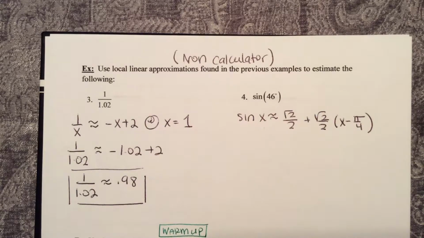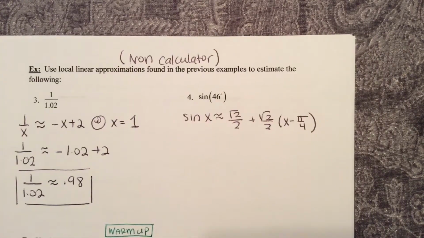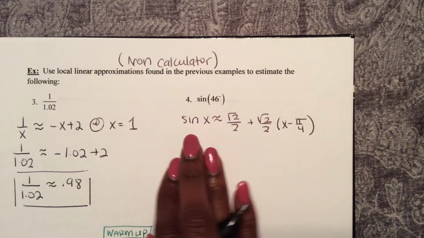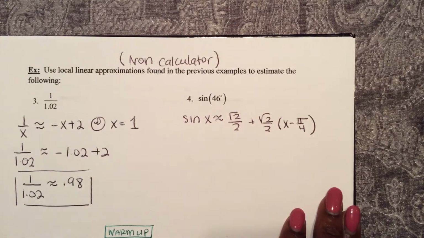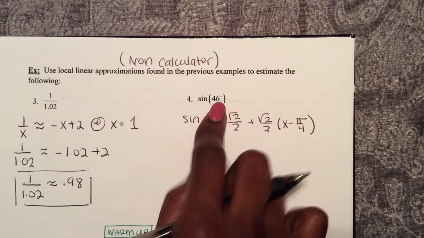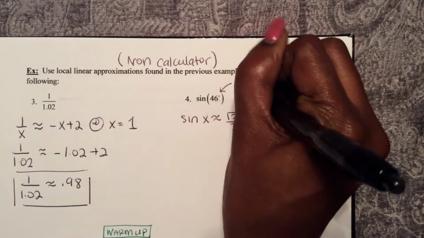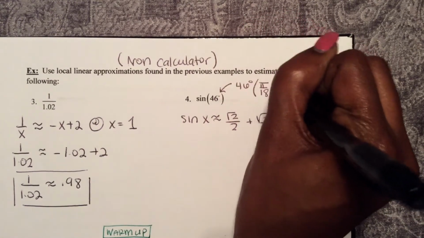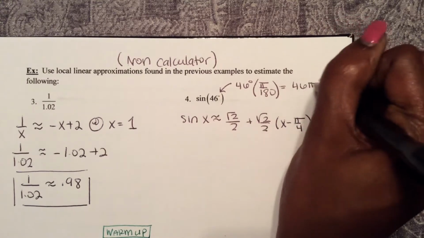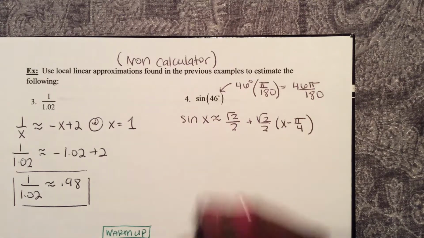So I can now plug in what I'm trying to find. But what I'm trying to find is in degrees, and my equation is in radians. So I need to convert this to radians before I can plug into my approximation. So 46 degrees, I multiply by pi over 180. So I have 46 pi over 180. That's my angle.